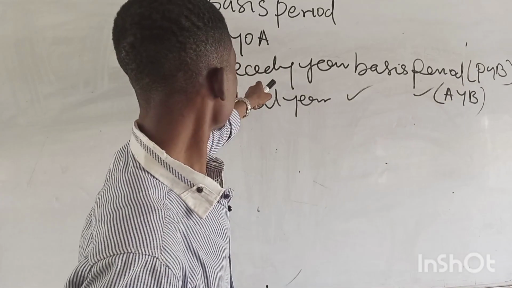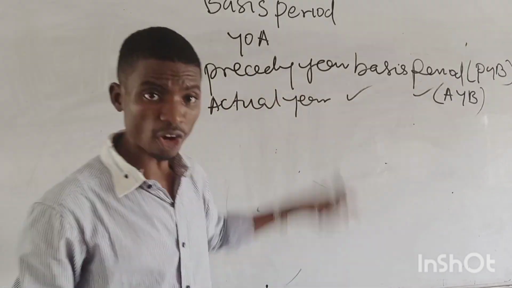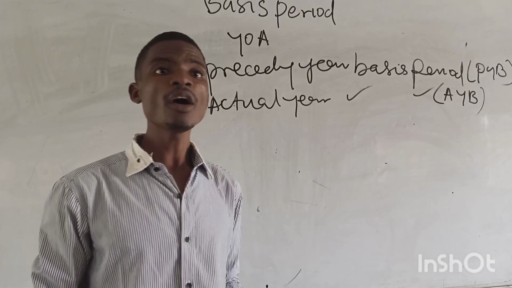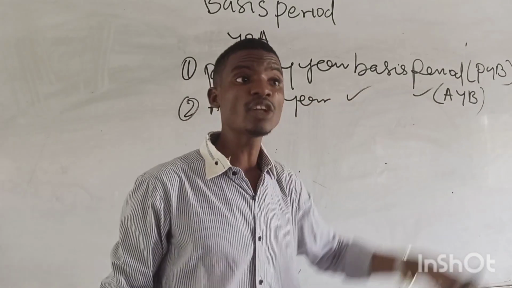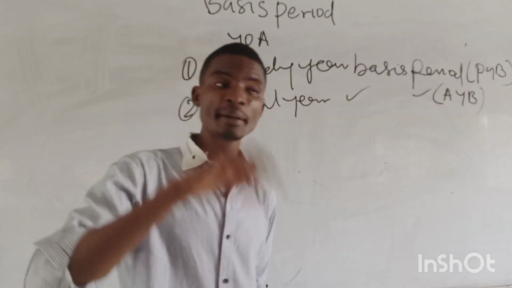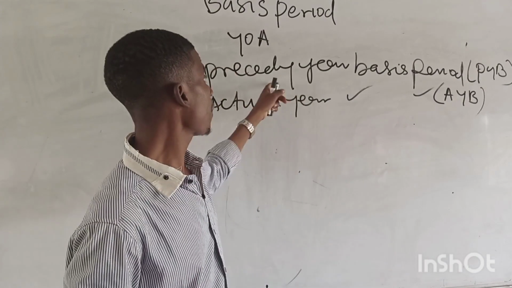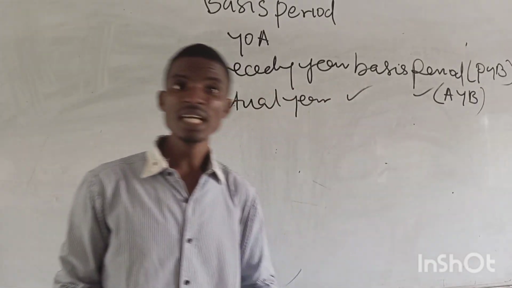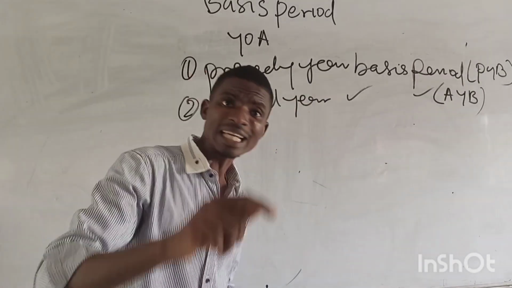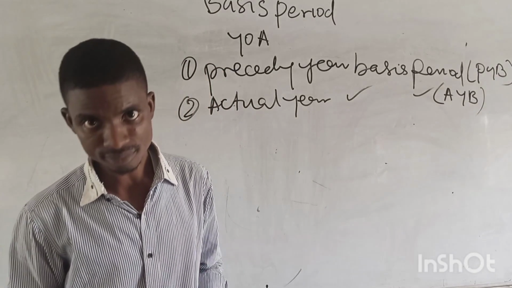The first one, the preceding year basis period, is a type of basis period upon which the tax liability of the business firm will be computed in the year after the business has ended its operation. It is a type of basis period in which the operating result of the business firm will be subjected to tax a year after the business has ended its operation.